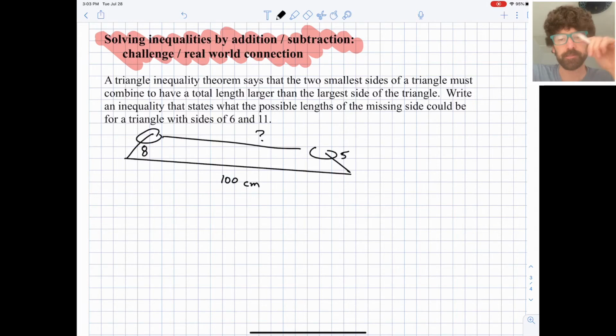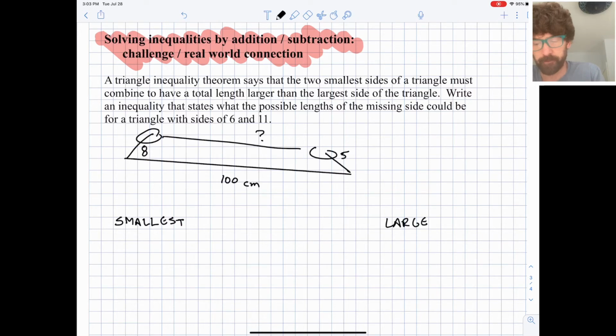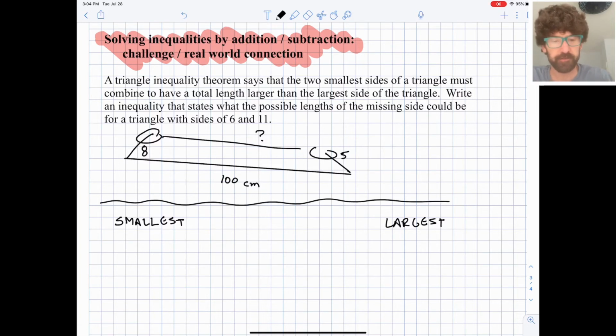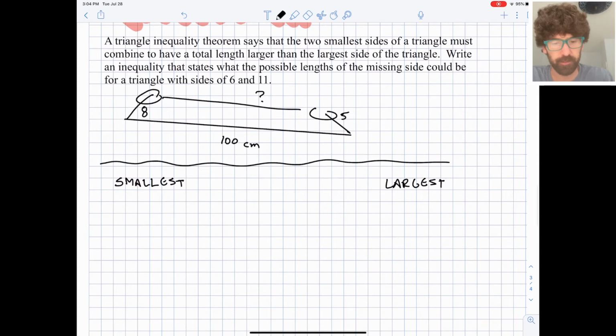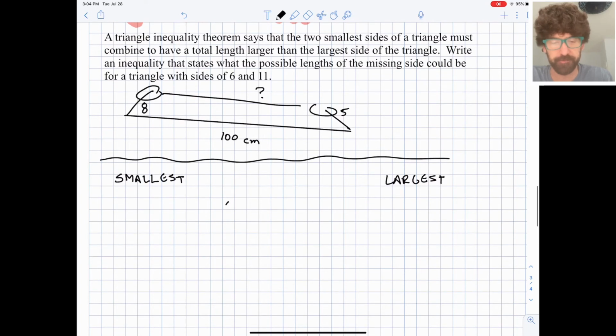Okay, so let's actually look at this particular problem here. And the way that I like to do it is to arrange the sides in order from smallest to largest, sort of as a spectrum. Okay, and so we have sides of 6 and 11. So obviously 6 is smaller than 11.